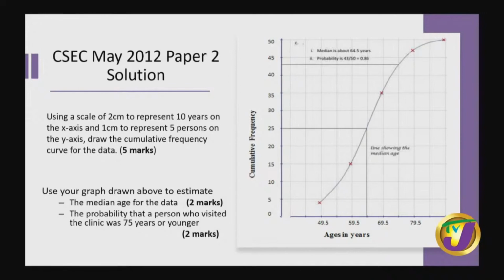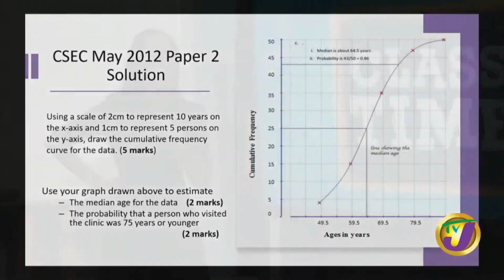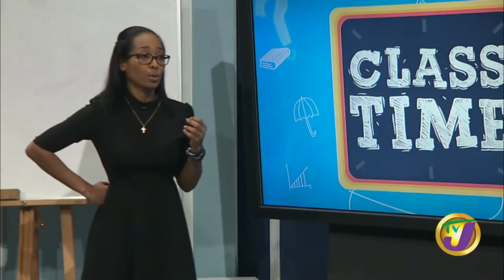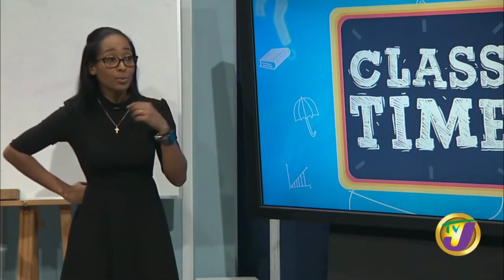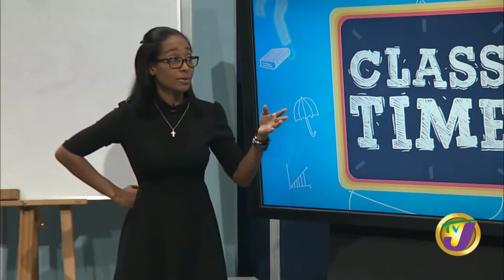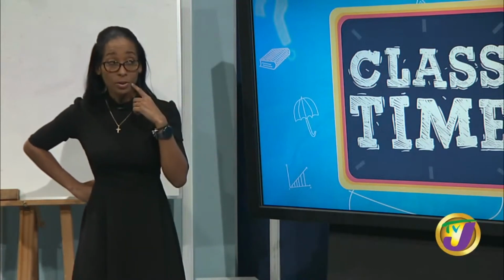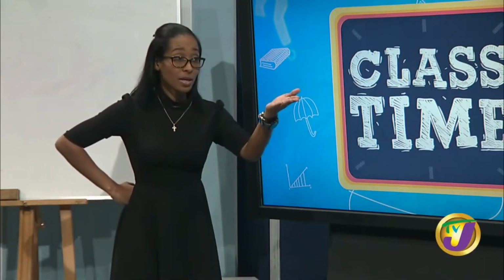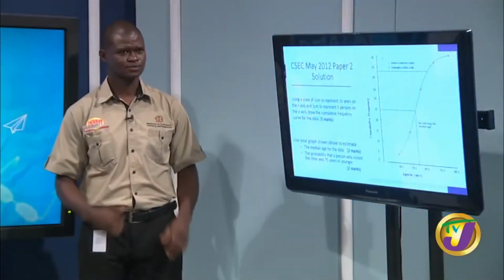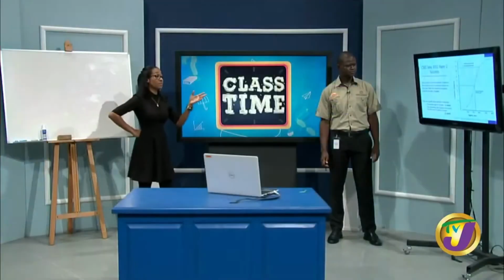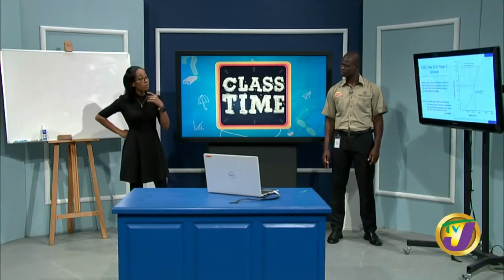The probability that a person who visited the clinic was 75 years or younger. How would we find this? I know that probability is a chance. Yes, it is a chance. So as the question says, the probability that a person who visited the clinic was 75 years or younger.